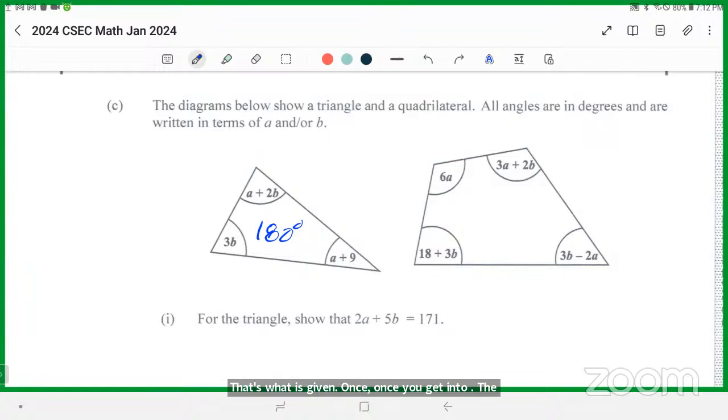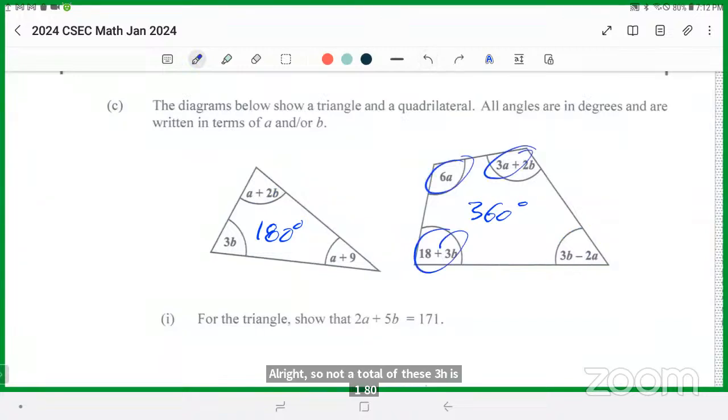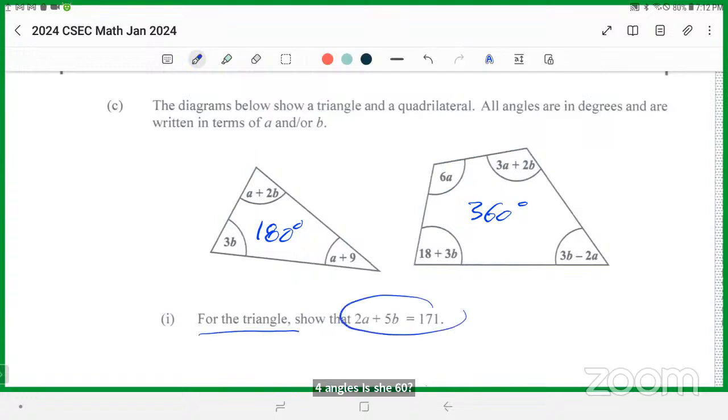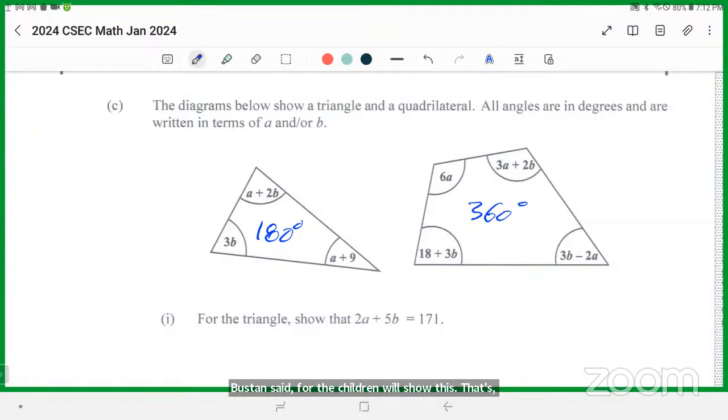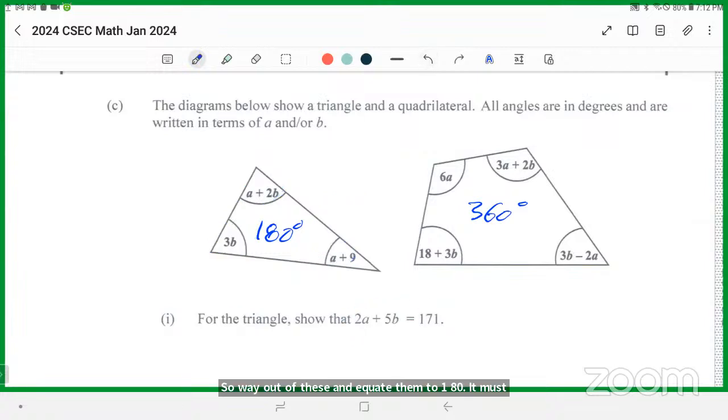So the total of a quadrilateral is 360 degrees. You know that the total of these three angles is 180, and the total of these four angles is 360. The question said, for the triangle, show this equation relating to the angles. The only thing you know is that the total is 180. So when you add up these and equate them to 180, it must give you back this equation. Let's write that.